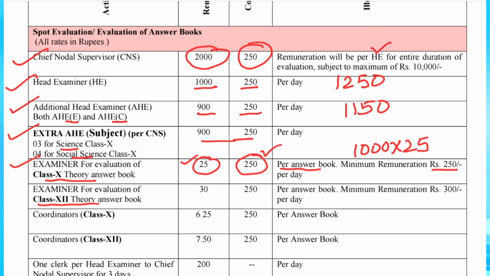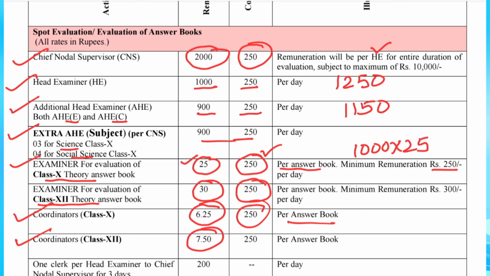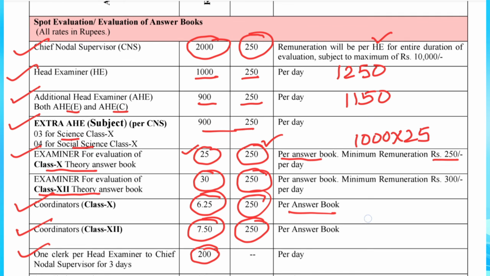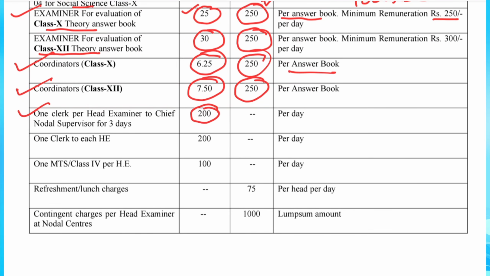Same for class 12 theory paper, they are going to get 30 rupees per answer book and per day conveyance charge they are going to get 250 rupees. Then coordinator, per answer book 6.25 plus conveyance charge of 250. Coordinator for class 12, they are going to get 7.50 per answer book with conveyance charge of 250. Then clerk, they are going to get 200 rupees per day. Then class 4 employee, they are going to get 100 rupees per day.